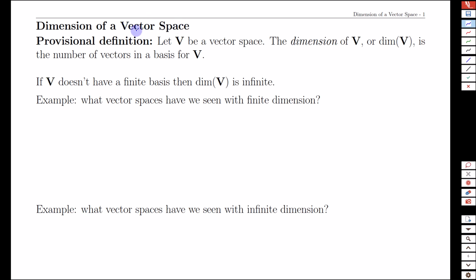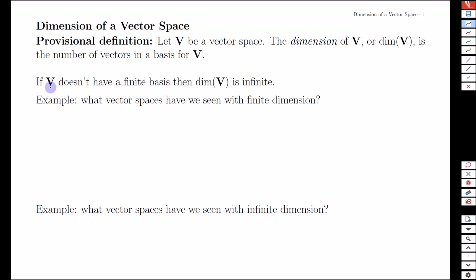In this video, we're going to explore how we can define the dimension of a vector space and how that ties back to the concept of a basis. So the definition is fortunately very simple. The dimension of a vector space V, which we write as dim V, is simply the number of vectors in a basis for that vector space.